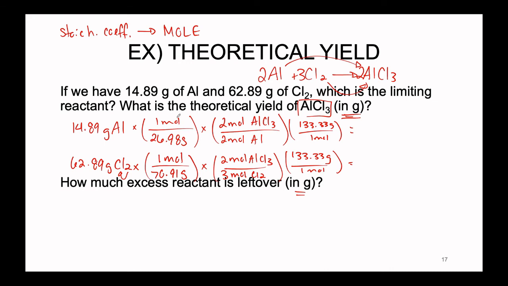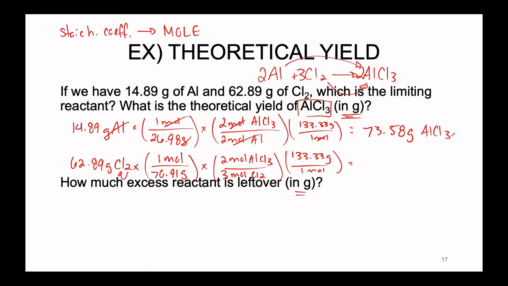In the first calculation, we have gotten out of grams of aluminum into moles of aluminum, out of moles of aluminum and into the moles of aluminum chloride, out of moles and into grams of aluminum chloride. So that's how all of our units here are playing together. So if we take 14 divided by 26.98 times 2 divided by 2, so multiply by 1, and then multiply by 133.33, we end up with 73.58 grams of aluminum chloride.